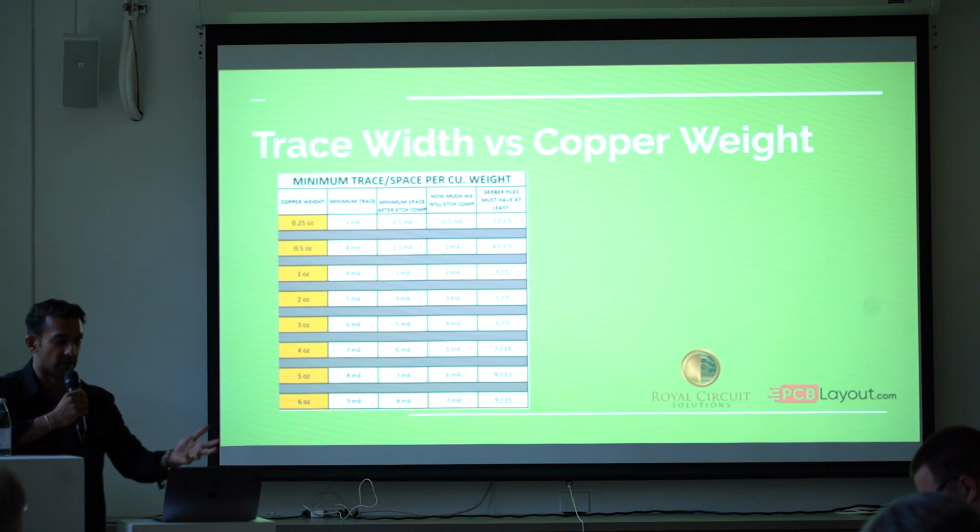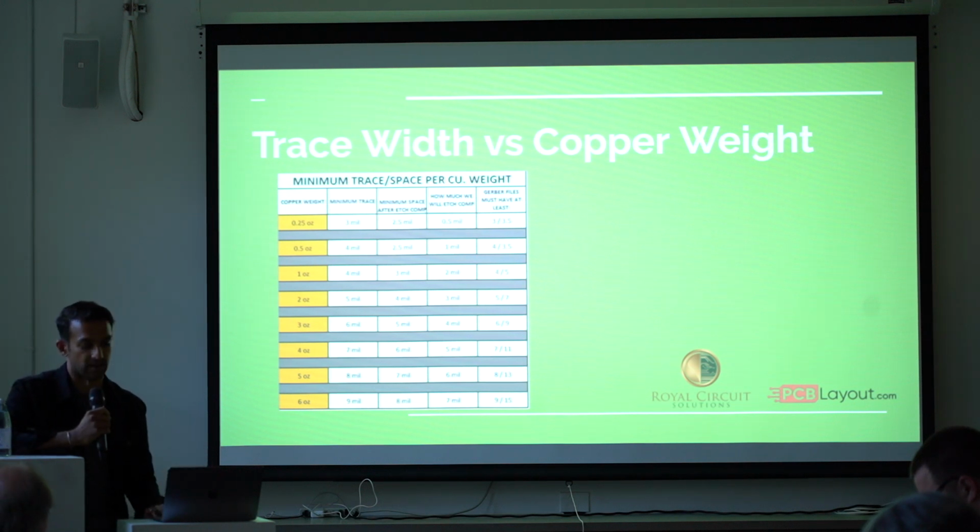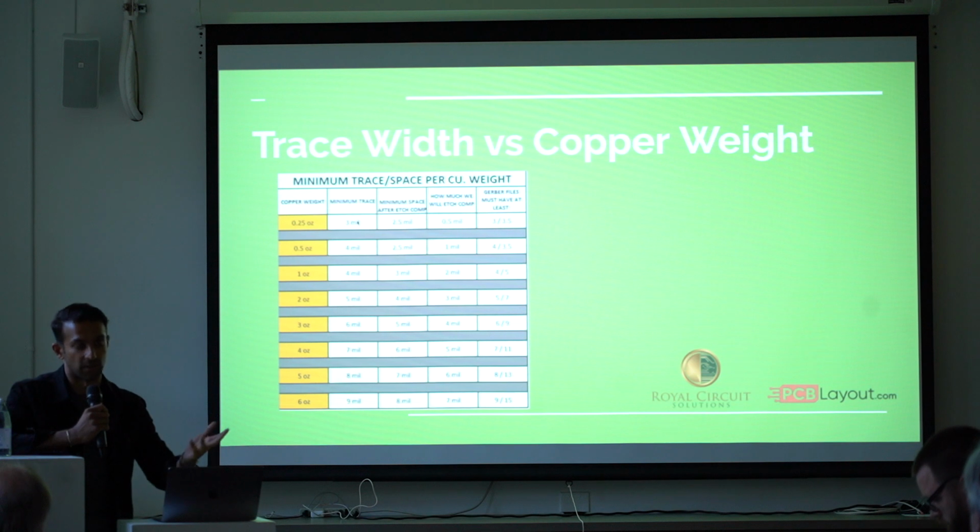So this is just the chart that we use for minimum trace space and copper weight. You see on a 2-ounce board, the real minimum is pretty much 5 mil that you would want to do. So not like a 3 mil trace. And at 1/4 ounce you can get down to 3 mil, and then we can get down to about 2 mil on that as well, because our etching is pretty strong.